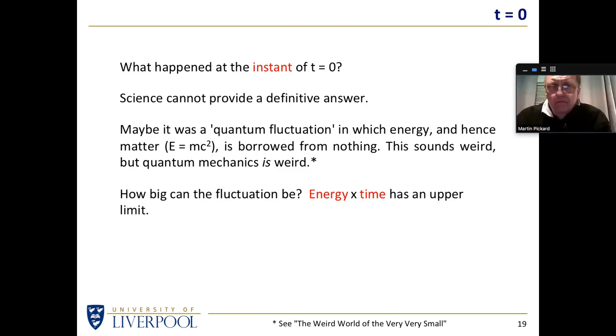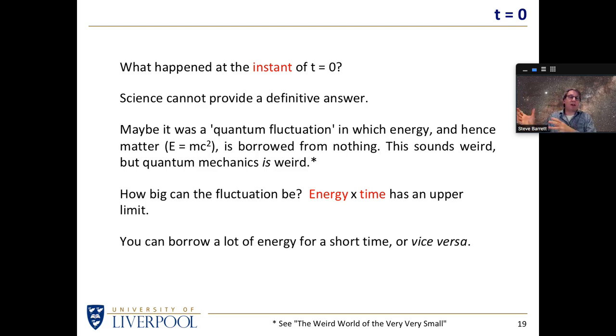How much energy can you borrow from the bank of nothing, as it were? Well, there is a fundamental limit according to our understanding of quantum mechanics. The amount of energy you borrow times the time that you borrow it for does have an upper limit. In other words, if you wish, you can borrow a lot of energy as long as you pay it back very quickly, or if you are only borrowing a small amount of energy, you can borrow it for a much longer length of time. Pretty much the same as borrowing money from the bank.